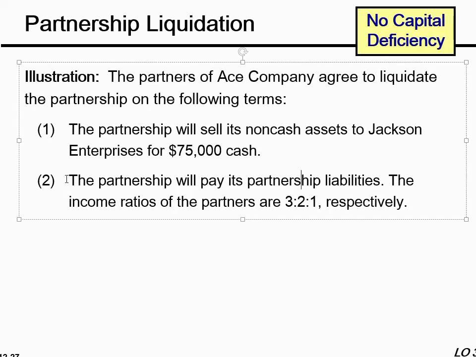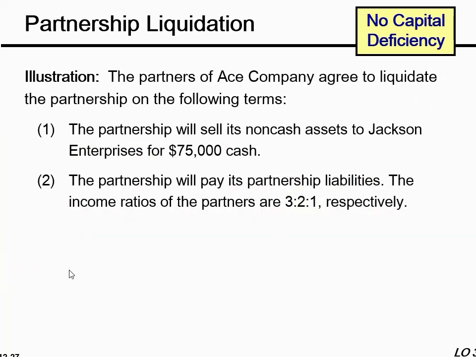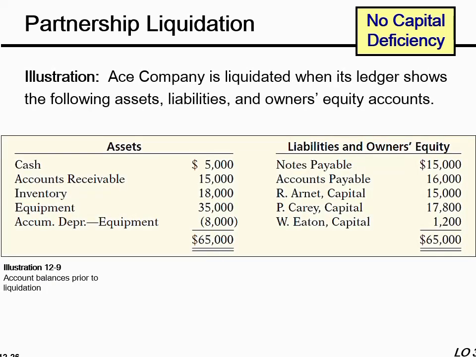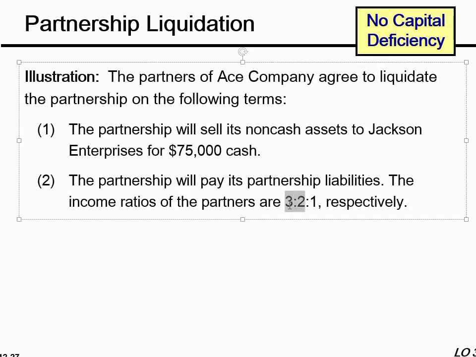And then the income ratio of the partners is 3 to 2 to 1. What does it mean? 3 respectively means the first partner, who is Arnett, is going to have three parts of whatever distribution there is. 2 is with the second partner, who is Kerry, and Eton is going to take 1. So whatever there is, either profit or losses, I'm going to use this ratio.